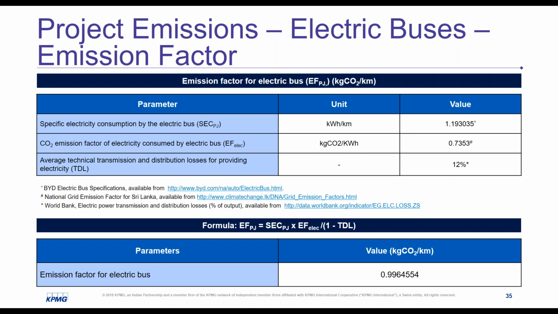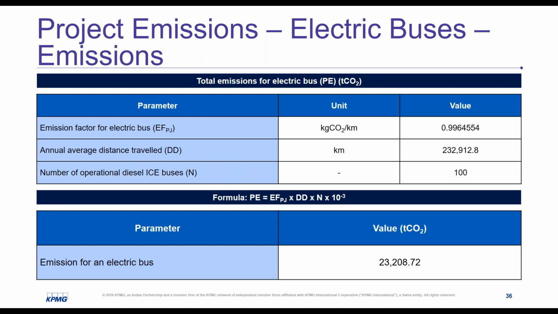So the emission factor for the electric bus, we've again calculated through the specific electricity consumption using the CO2 emission factor of the electricity grid in Sri Lanka. And we've also looked at the transmission and distribution (T&D) losses for providing that amount of electricity, so they've also been considered. And then the emission factor for the electric bus has been arrived at using the formula given in the methodology. Moving on to the next slide, please.